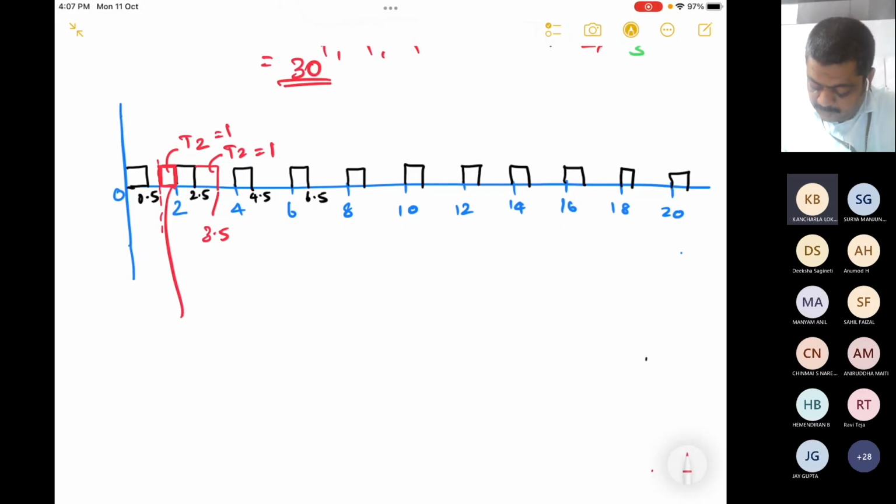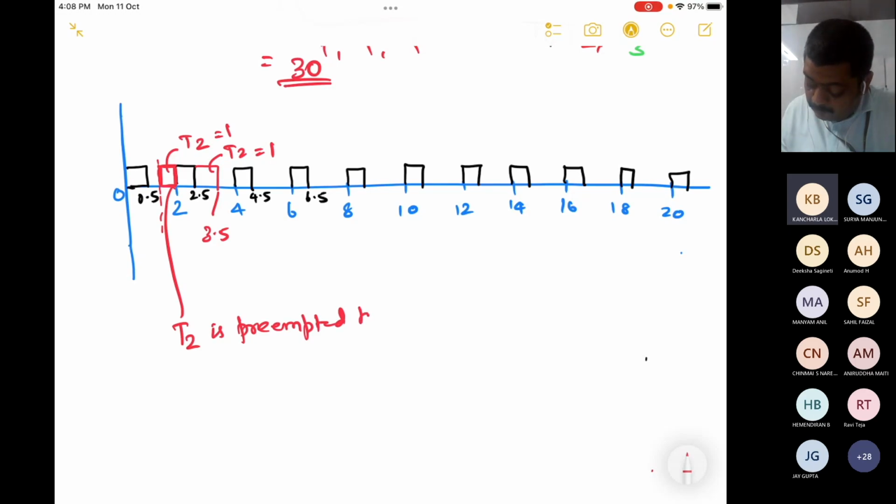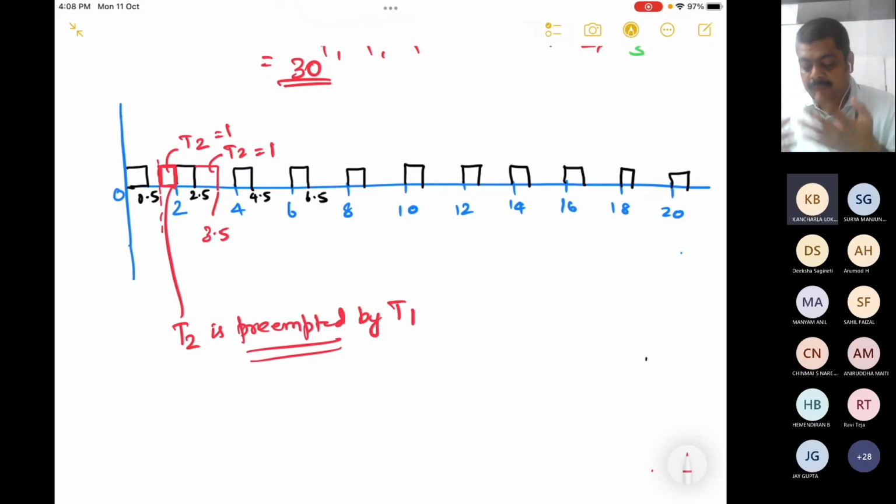So this area is called T2 is preempted by T1. Preemption. So this is what we call preemption. T2 is preempted by T1. That means T1 is the high priority task. When it comes, T2 has to suspend. It stops its execution and gives way to the T1 task. Okay. Now after T1 releases, after T1, then T2 again takes the CPU and runs.